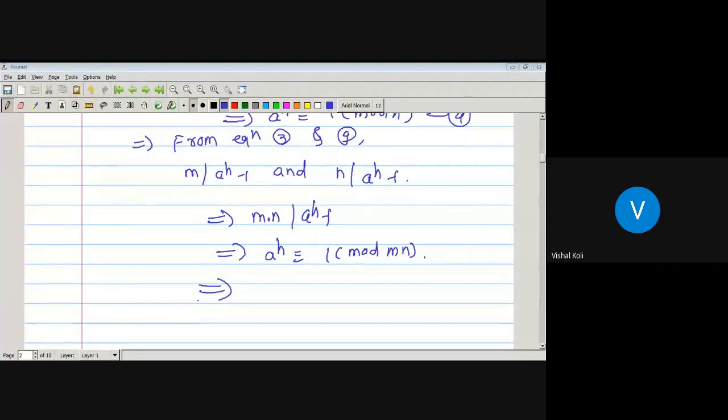Which implies h is the order of a modulo mn. Now, whether this will be possible, since a is an integer which is a primitive root of mn, which implies a has order phi of mn modulo mn. But here we get one integer h which is less than phi of mn, and which is the order of a modulo mn. Whether it will be possible when a is a primitive root modulo mn?